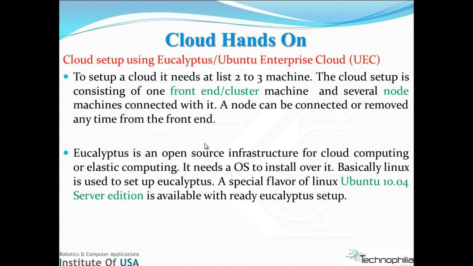Eucalyptus is an open source infrastructure for cloud computing or elastic computing. It needs an OS to install over it. Basically, Linux is used to set up Eucalyptus. A special flavor of Linux, Ubuntu 10.04 Server Edition, is available with a ready Eucalyptus setup.